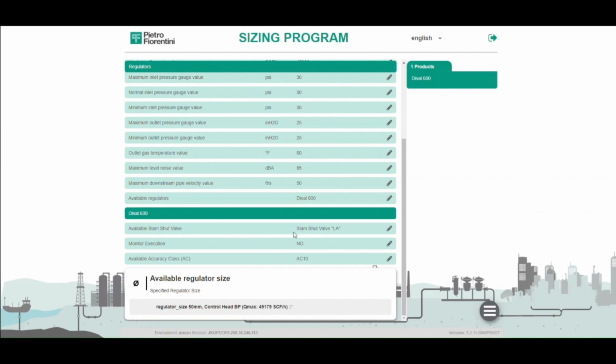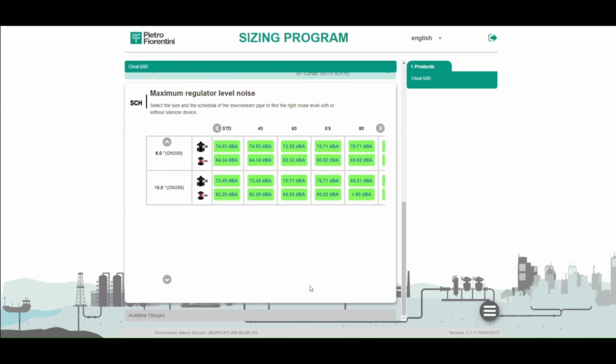This tool will now give us the available size based on our previous conditions. That means with our given value of 30 psi in and 25 inches out, this can flow up to 49,179 standard cubic feet per hour. We will select the given size. Now we have a noise selection chart. We see the pipe size at the top here and the downstream pipe on the left. If you have two rows like this, the bottom row is with a silencer, which is shown by the quieter noise levels. For our example, we will select 8-inch pipe at schedule 40, 74.53 decibels.